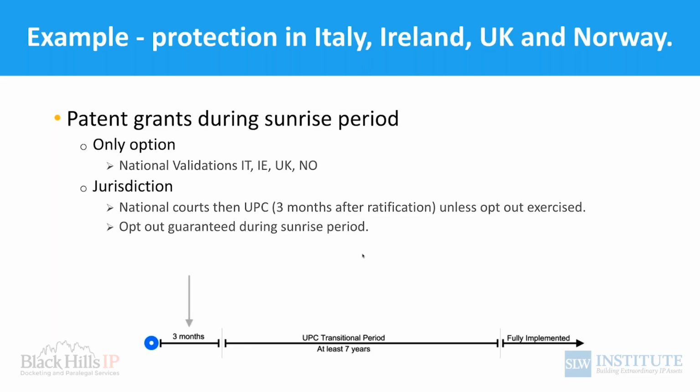The next example is during the sunrise period. Again, national validations are only available because the unitary patent hasn't come in yet, and jurisdiction will be before the national courts. Again, once the UPC comes in, then jurisdiction will switch to them unless the patentee has opted out. During the sunrise period, this opt-out is guaranteed.